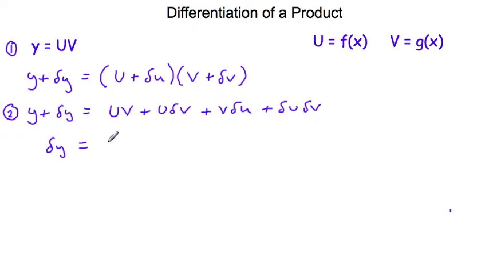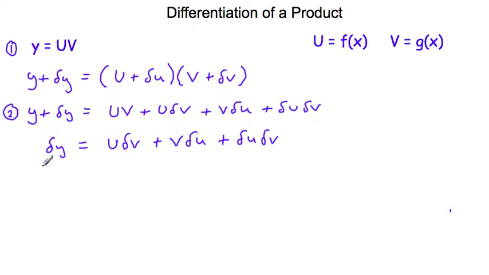uv minus uv disappears, and I'm left with these three terms here. So I have delta y is equal to u delta v plus v delta u plus delta u times delta v. And at this point, I'm going to divide the whole equation through by that small quantity delta x.